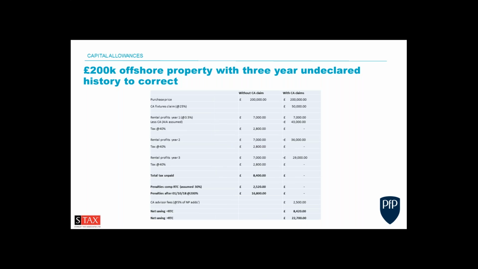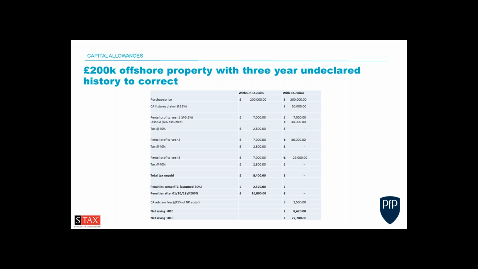£200k purchase price, assuming a much lower rate of return. Maybe they're using the asset a bit themselves as well. 3.5% rental profit a year, so they're seeing £7,000 profit. So they're only not paying just shy of £3,000 worth of tax. Over the 3 years, that adds up, we've got £8,400 there. So if they're complying with the requirement to correct, that's £2,500 worth of penalties. If they're not, we're talking nearly £17,000 for the 200% penalty from the 1st of October onwards.